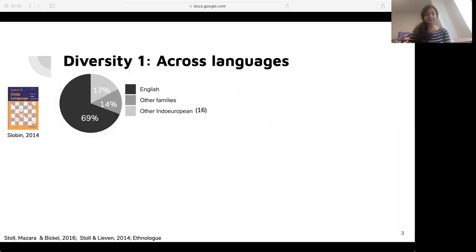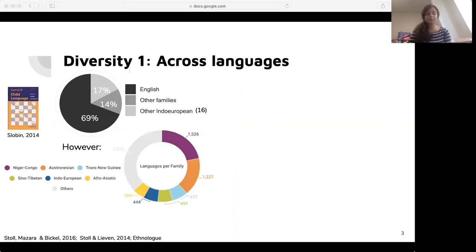One major source of diversity in language acquisition is diversity across languages. There is still little evidence on how learning different languages may affect the learning trajectory. For example, the Journal of Child Language, up to 2013, had published 69% of the papers looking at English language acquisition. 17% of the papers would look at learning another 16 Indo-European languages, and only the remaining 14% looks at other language families. However, 6,000 languages are spoken today, and most of them are not Indo-European.